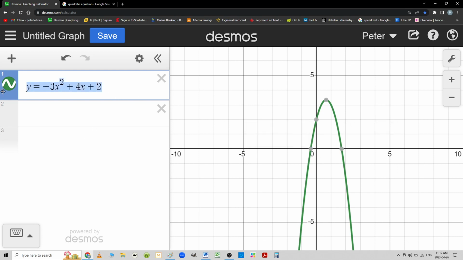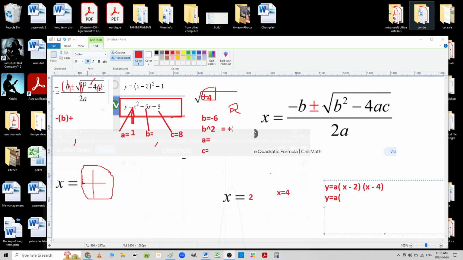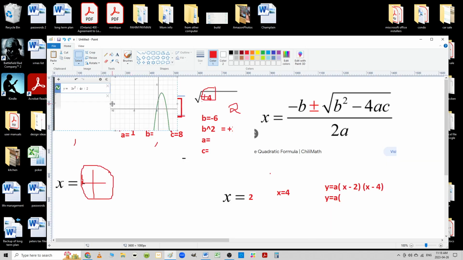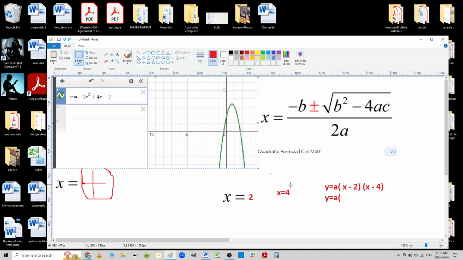So please, I encourage you to use Desmos. To get a square, you do Shift 6, and it will draw it for you, and it will really help you study. Notice the vertex is also really weird. So we're going to use the same technique. We're going to identify A, B, and C from this, and there we go. And we're going to use the quadratic formula.